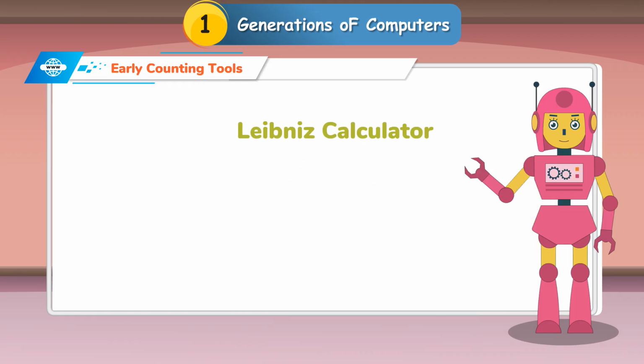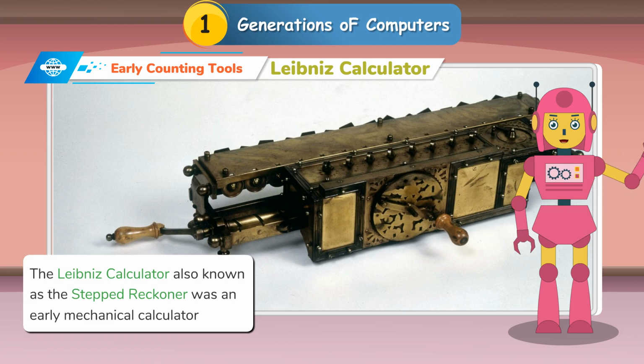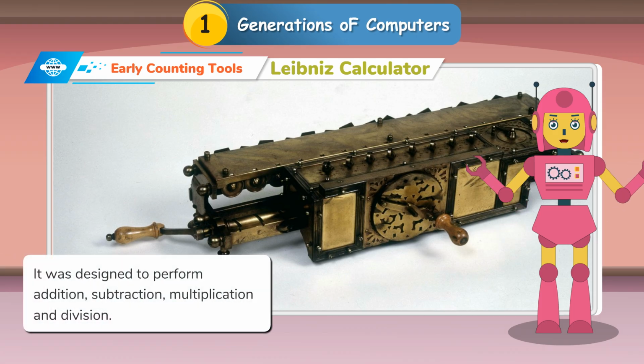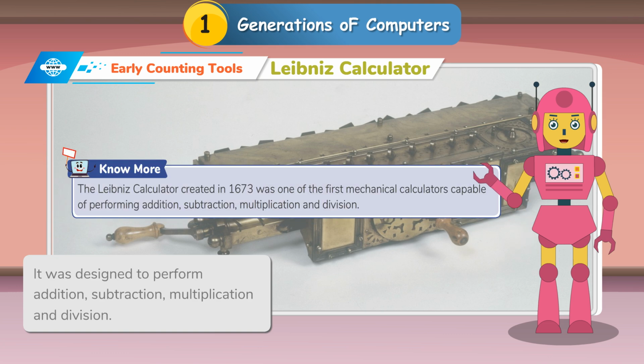Leibniz calculator. The Leibniz calculator, also known as the stepped reckoner, was an early mechanical calculator invented by German mathematician and philosopher Gottfried Wilhelm Leibniz. It was designed to perform addition, subtraction, multiplication, and division. The Leibniz calculator, created in 1673, was one of the first mechanical calculators capable of performing addition, subtraction, multiplication, and division.